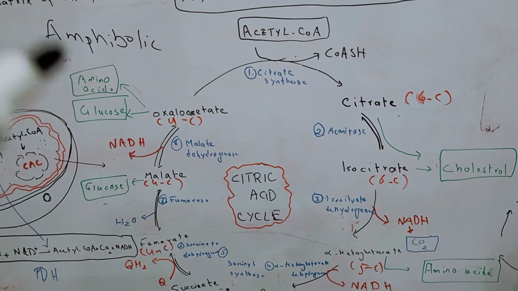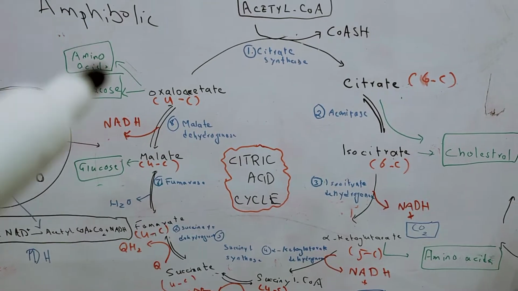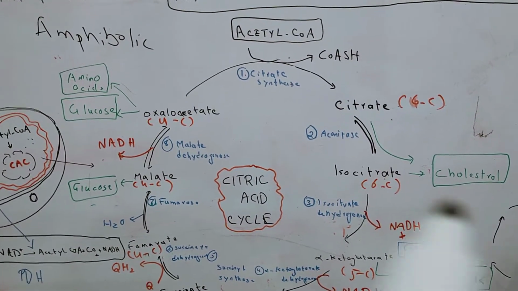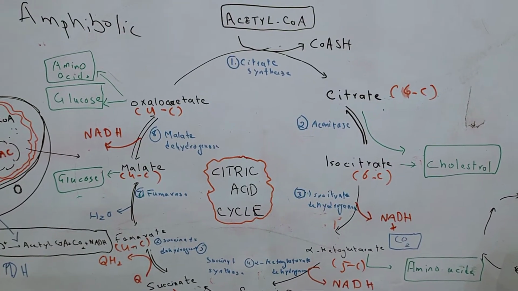Once acetyl-CoA enters the citric acid cycle with the help of oxaloacetate, which is a 4-carbon compound, it will be converted into a 6-carbon compound, citrate, by an enzyme called citrate synthase.